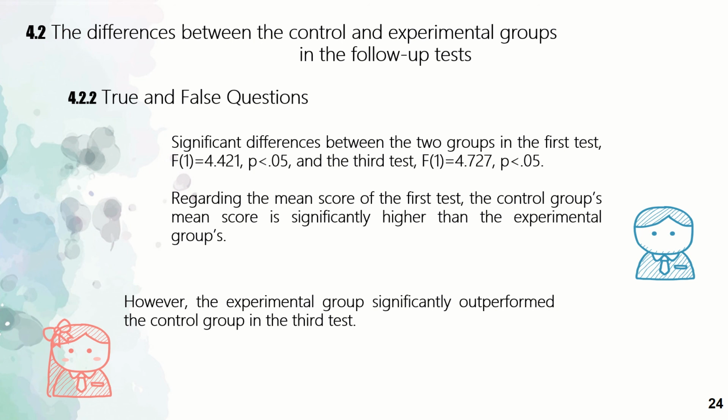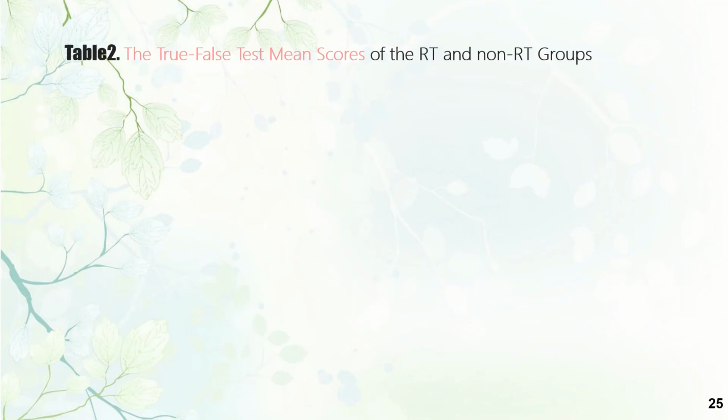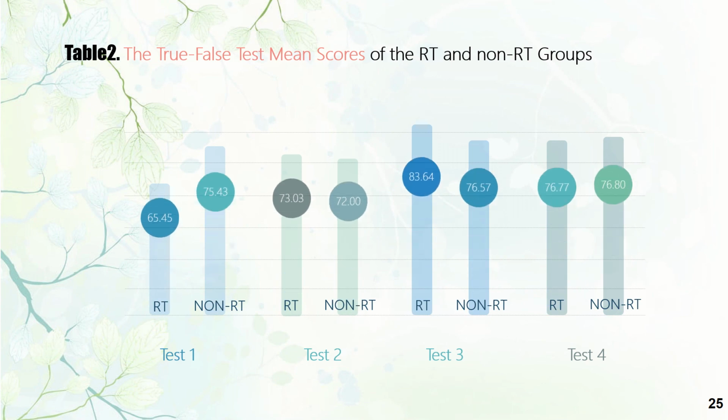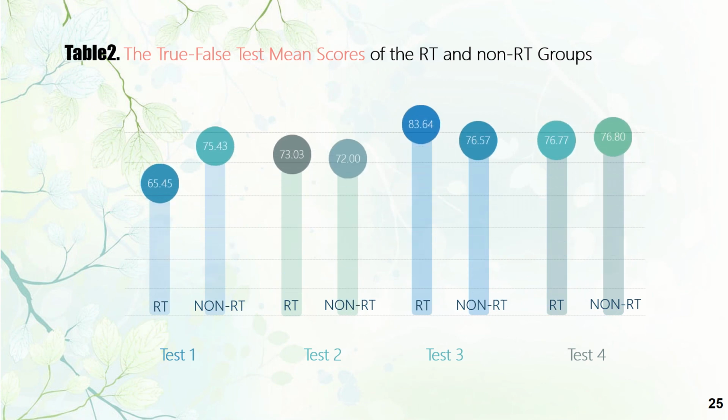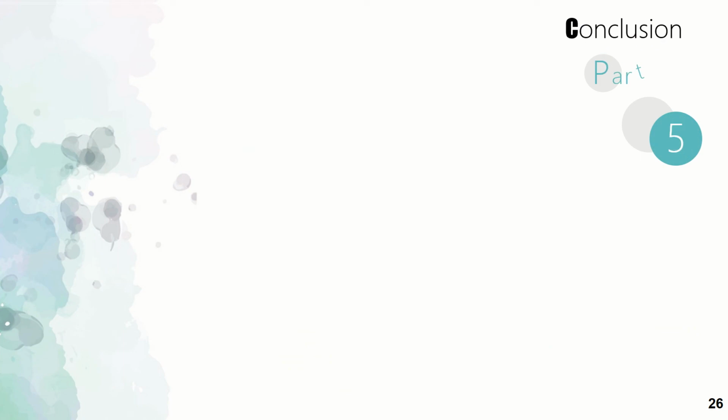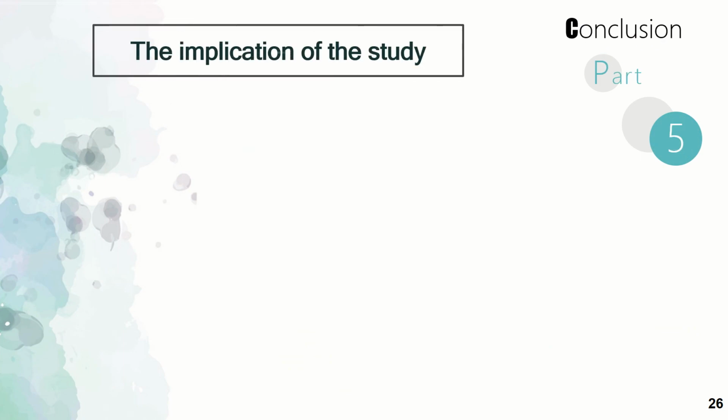The results suggest that the application of RT also has a positive effect on the participants' ability to answer true-false questions. Here is a table demonstrating the results of the true-false test mean scores. After demonstrating the brief statistic results, I'm going to have a conclusion on today's presentation.